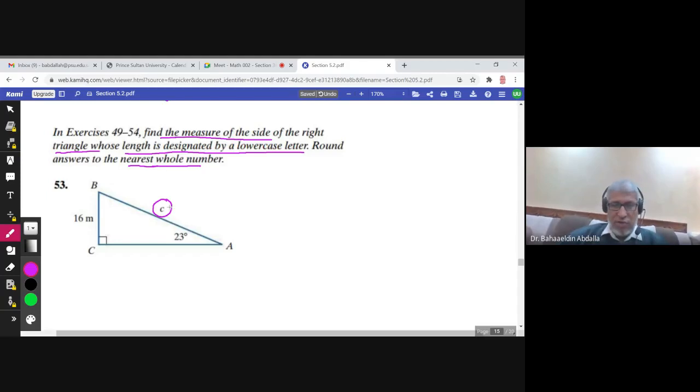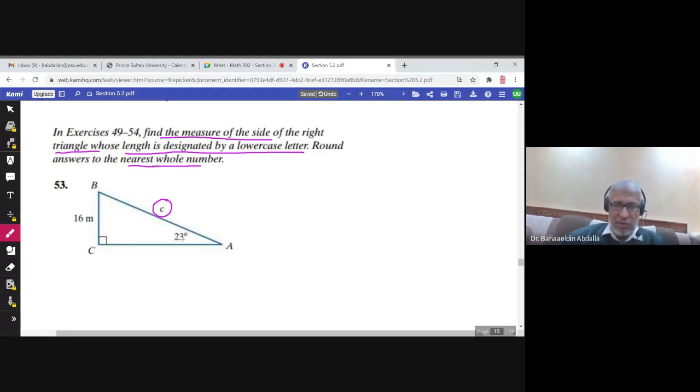We need to find C. I don't have this side. The length of this side is not there. All right, so what can I do? What do I have in the question? I know that this angle is 23. I can find this angle, of course, angle B, because it is 90 minus 23. But this one is not helpful.